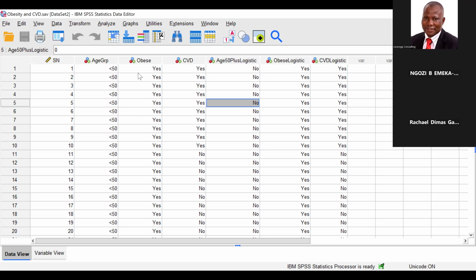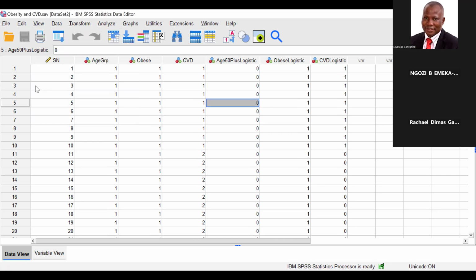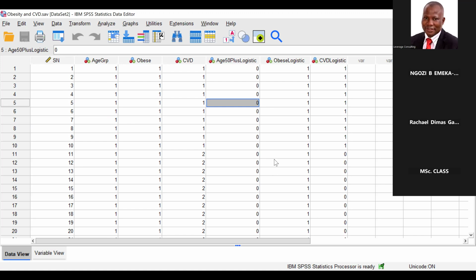What I just shared is the data editor window. If you come to View and remove value label, you see all those ones. For CVD, one is yes, obese; two is no, not obese. But for the one I put in logistic, one is obese, zero is not obese. So when we say age above 50, no means not above 50, and yes means one, above 50.